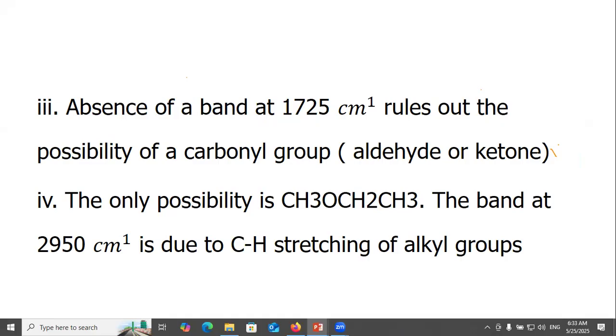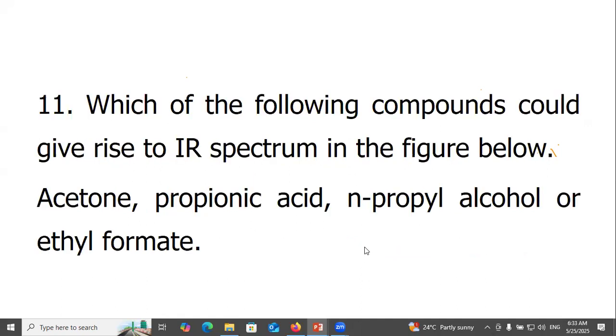The only possibility is CH3OCH2CH3, that means methoxyethane. The band at 2950 per cm is due to C-H stretching of the alkyl group.